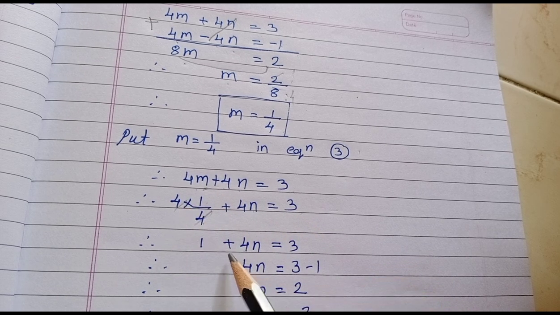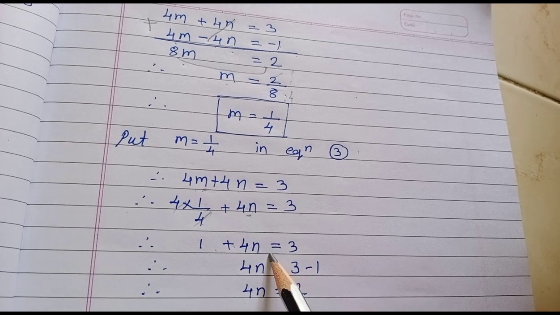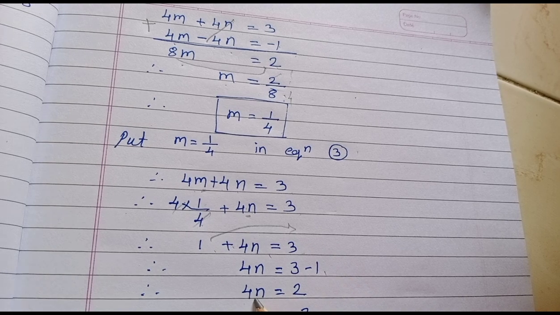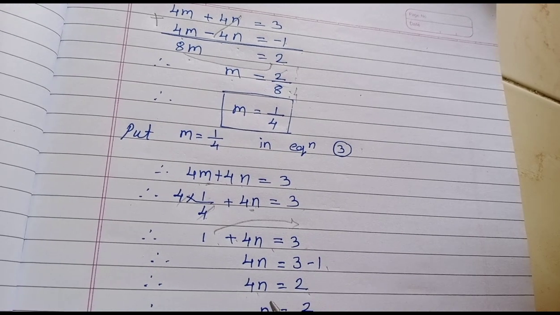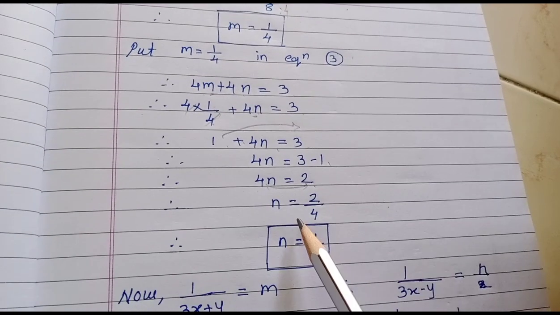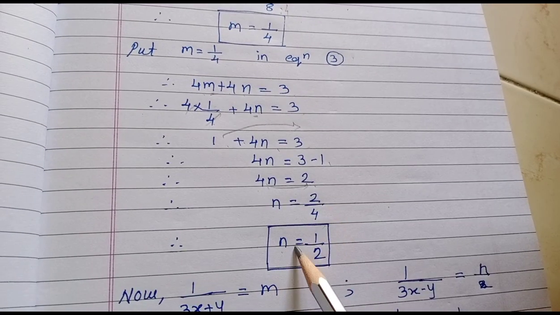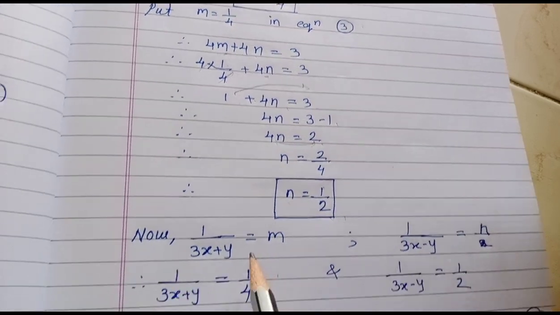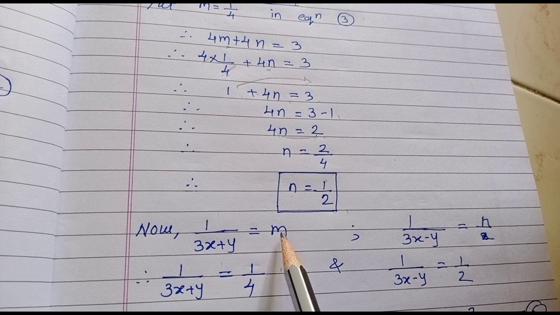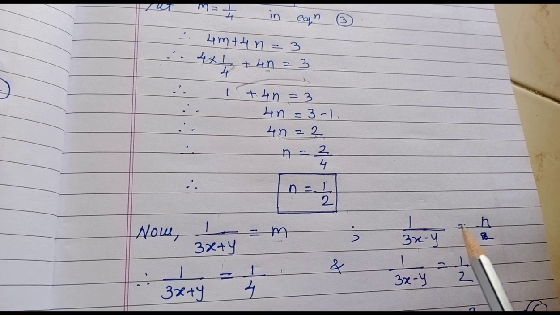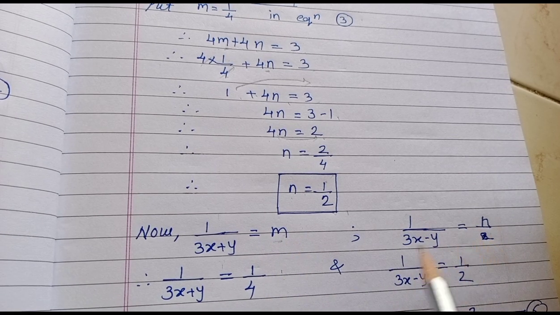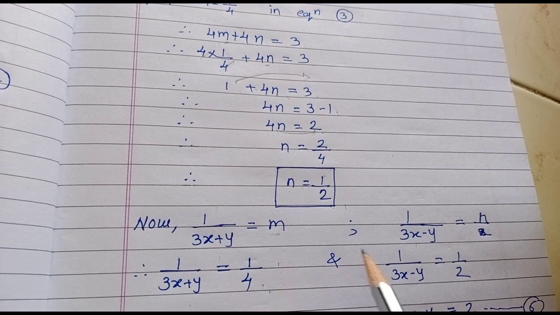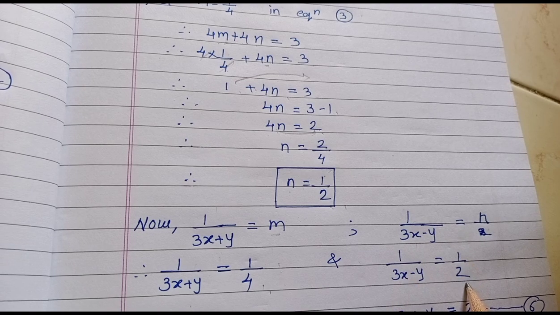times 4 plus 4n is equal to 3. The 4s cancel, 1 plus 4n is equal to 3. Plus 1 becomes minus, therefore 4n is equal to 3 minus 1, 2. The 4 multiplied becomes divided, so n is equal to 2 upon 4, n is equal to 1 upon 2. Now put these m and n values again: 1 upon (3x plus y) is equal to m, and 1 upon (3x minus y) is equal to n. Instead of m and n put the values, that is 1 upon (3x plus y) is equal to 1 upon 4 and 1 upon (3x minus y) is equal to 1 upon 2.